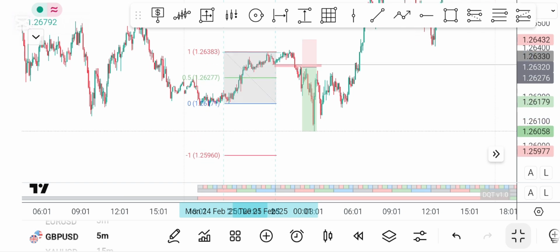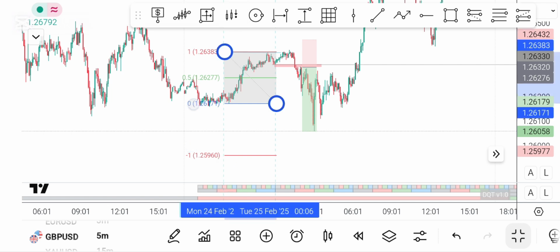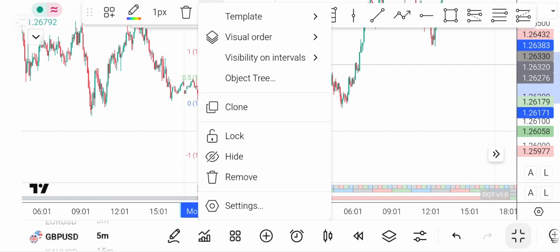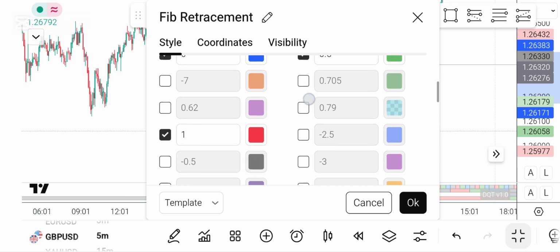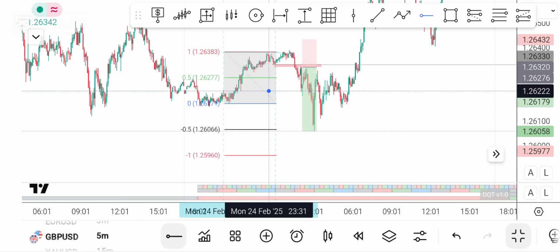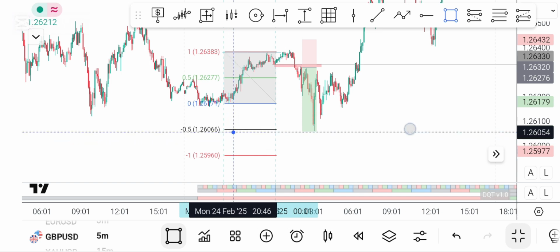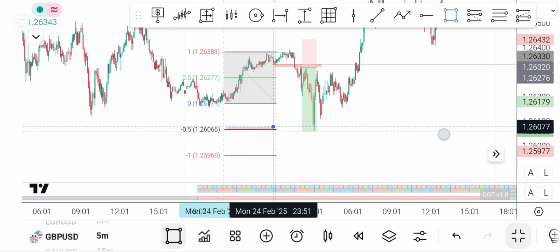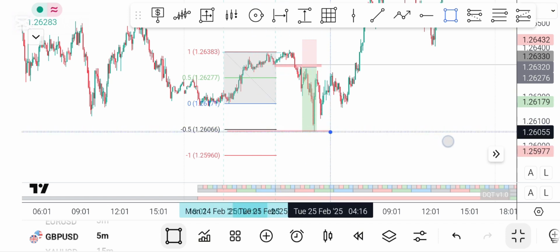Let me do -0.5 so that we can see the possibility that we could have taken a trade also. -0.5, that would have also been a low hanging fruit. Now study how price reacted here and then from there, which is 1.26066. Okay, now this is just to prove to you again and again that the market is algorithmically delivered.